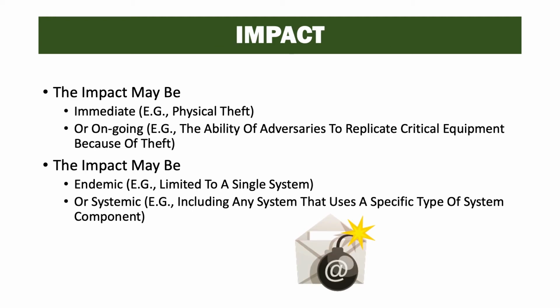Impact may be immediate, which is something like physical theft, or ongoing, the ability of adversaries to replicate critical equipment because of that theft. And the impact may be endemic, limited only to a single system, or systemic, including any system that uses a specific type of system component. Endemic, maybe that's that one system that's lost, that's one system that's compromised. And systemic, maybe that's every system running Windows 10 is vulnerable to the same impact. So we think about that. It's endemic, it's limited to a single system, or systemic, it's a whole bunch of systems, but they have a thing in common. It's immediate or it's ongoing.